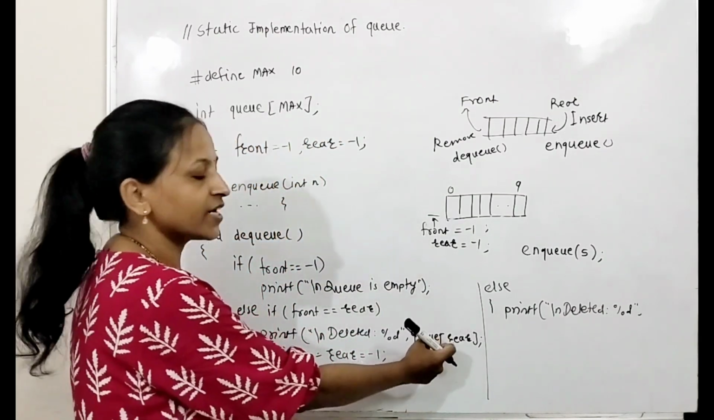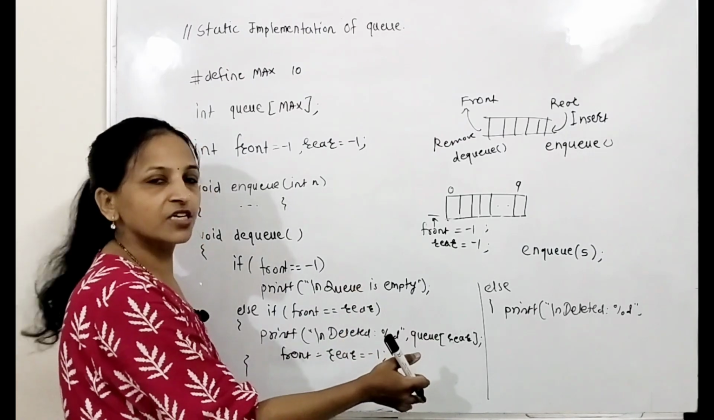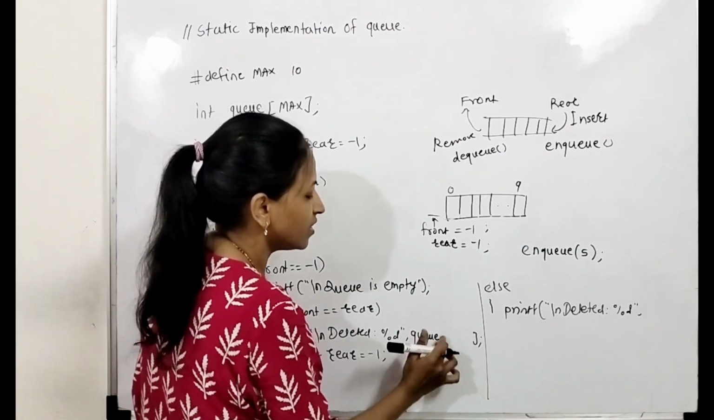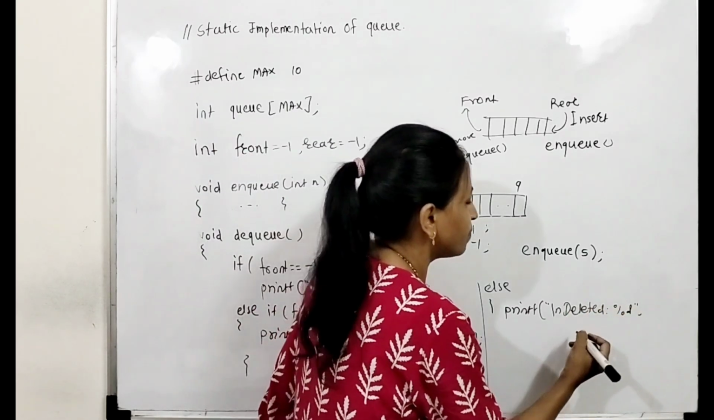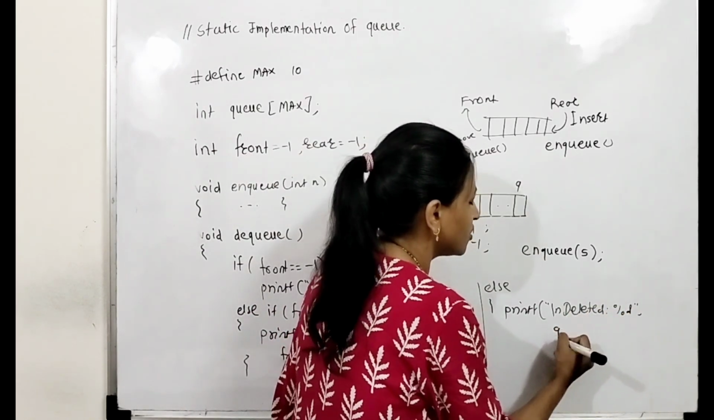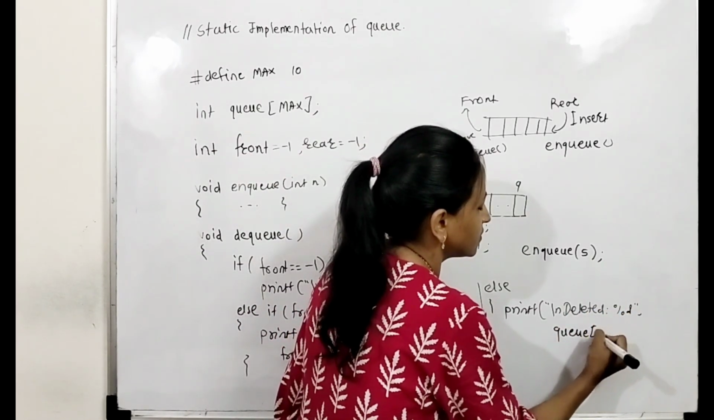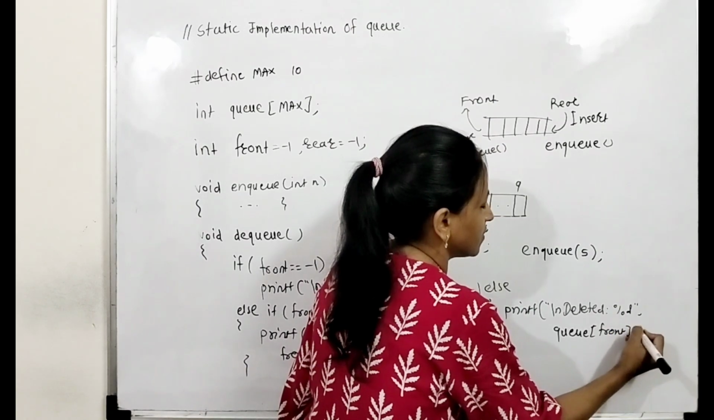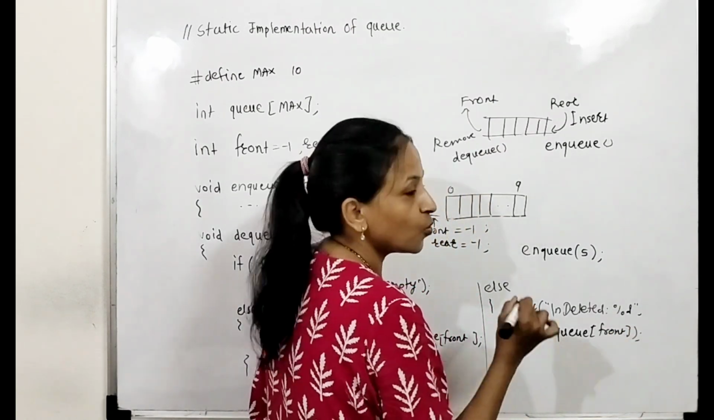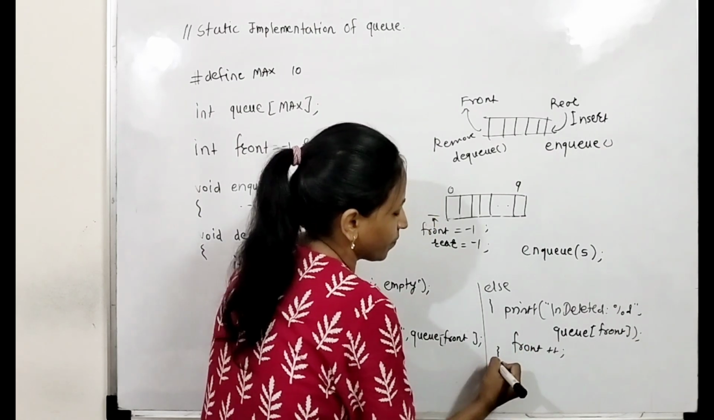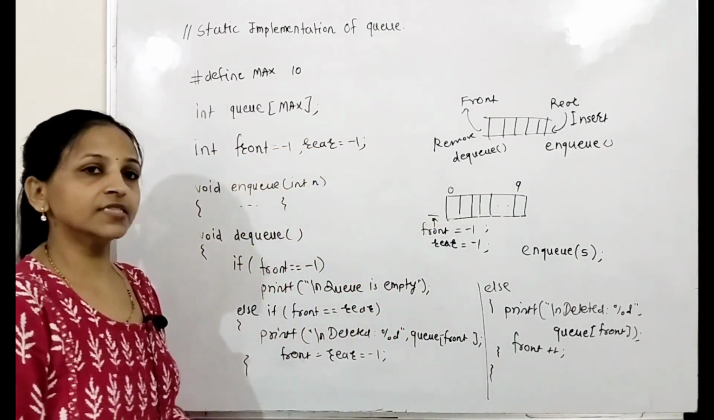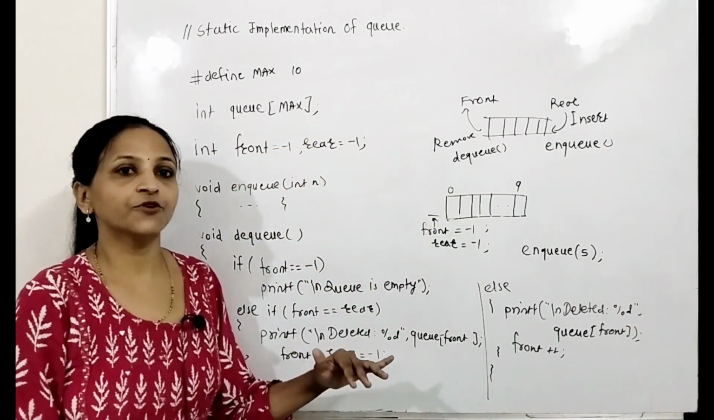Here also you can write front, because in the previous case front and rear are both the same, that's why I wrote rear, but it is better to write front. Like deleted %d, comma Q of front. That's it, and then just increment the front, front plus plus. Getting? This is the DQ operation, the DQ function.